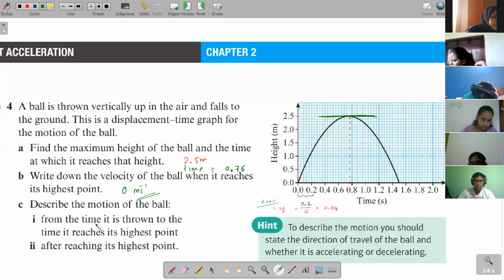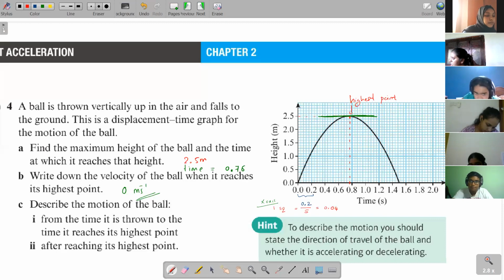Describe the motion of the ball from the time it is thrown to the time it reaches its highest point. So to describe the motion, you should state the direction of travel of the ball and whether it's accelerating or decelerating. Now they want you to use these two words. So I told you when you have changing velocity, this is an example of a graph that is accelerating or decelerating. Now looking from the starting point until it reaches the highest point. So this is the highest point. Can you all give me your answer?